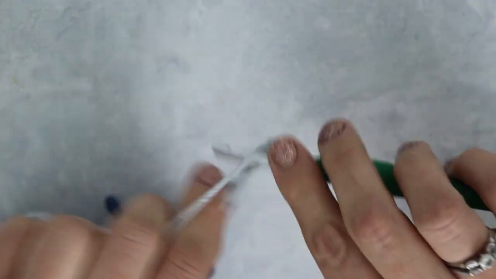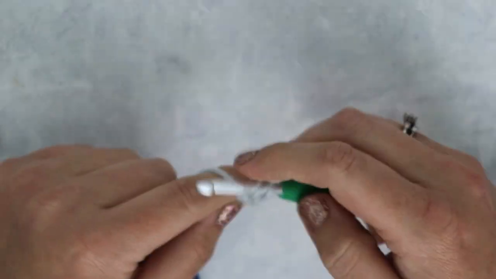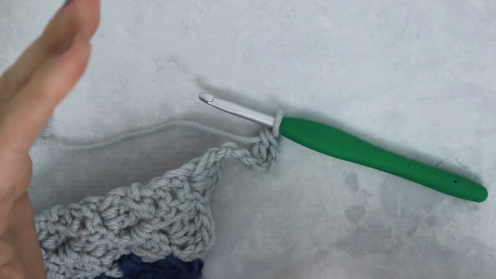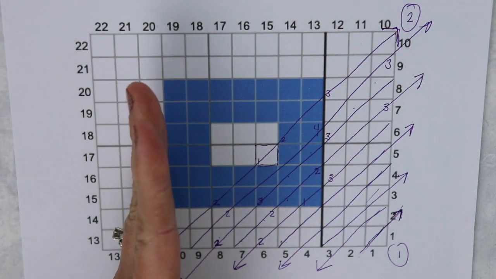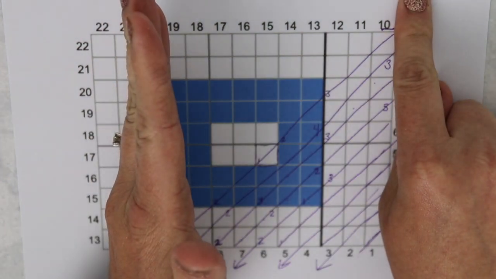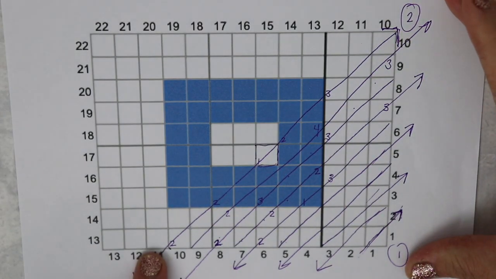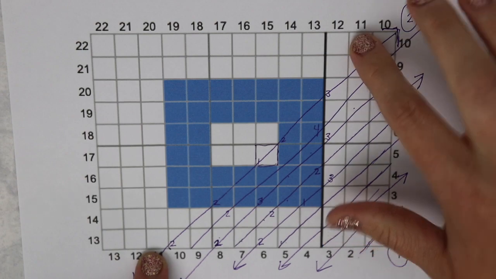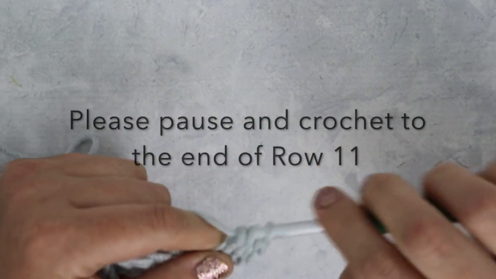So again, as I showed you on the chart, row 11 starts with an increase. If the rectangle were going the other direction, if it was taller than it was wide, it would be flip-flop. We'd start with a decrease and end with an increase on this row, but since this is a wide rectangle, we're starting with an increase and ending with a decrease. And I hope this will make sense once I show you. So here's our increase that we're starting with to make that wide rectangle.